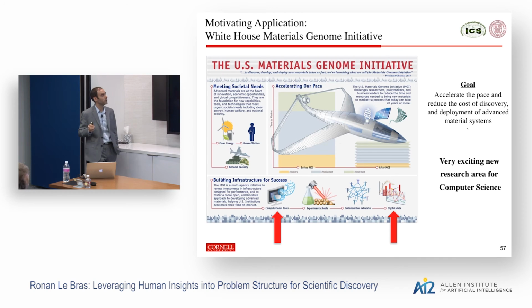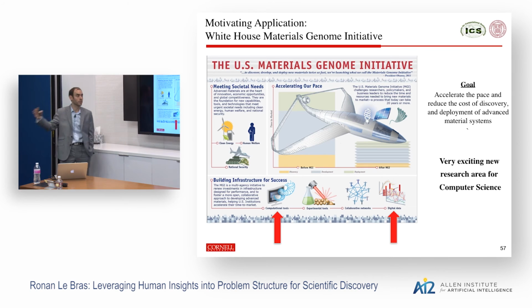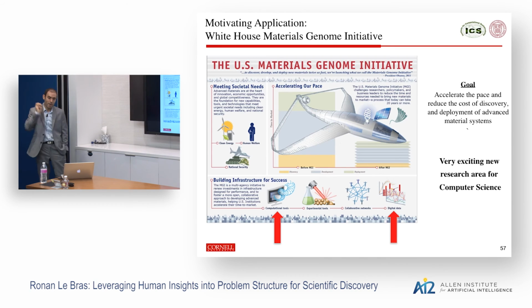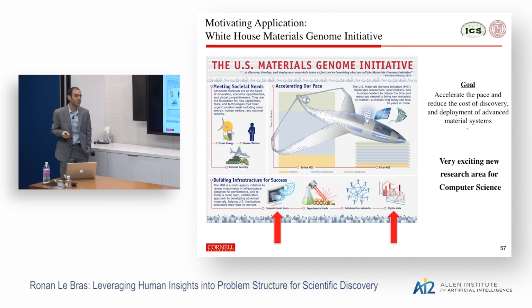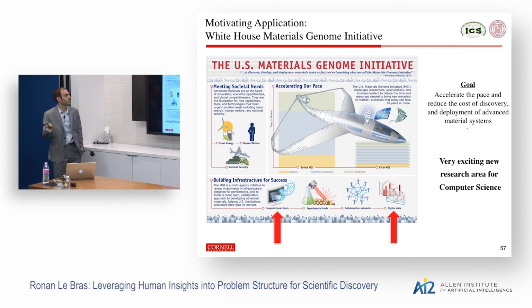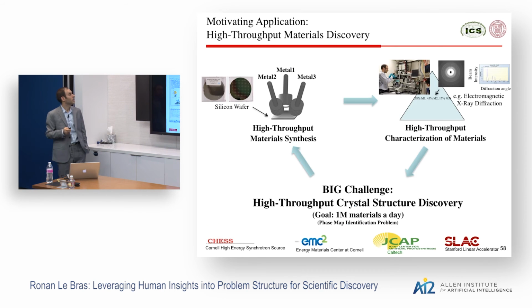The White House Materials Genome Initiative was able to inject quite a bit of money in this problem in order to accelerate the pace and reduce the cost of discovery and also the deployment of advanced material systems. And I think this is a very exciting new research area in CS at the intersection of big data, where we have a huge amount of data in terms of all the different libraries, and I'm going to describe the data a little bit more in the next slide. And also that requires new computational tools to analyze all this data.